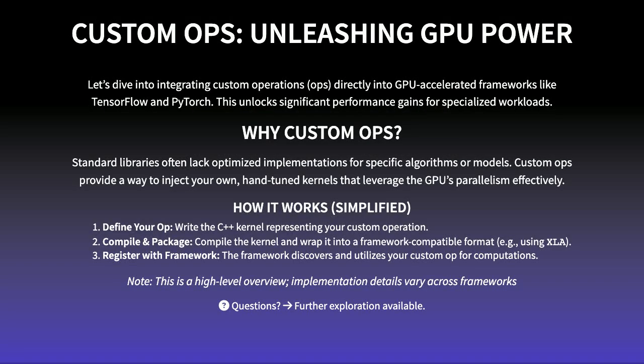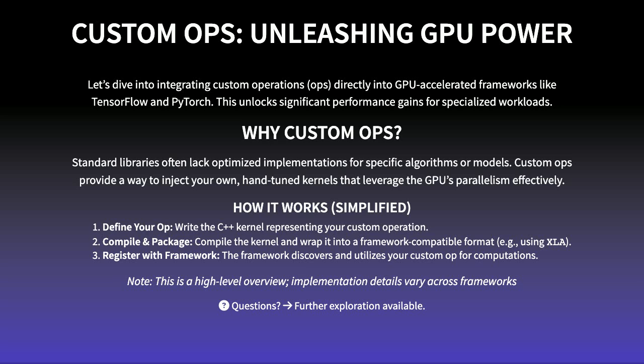Okay, so let's talk about custom ops, basically adding your own specialized functions to the GPU toolbox. Often, the pre-built libraries don't have the most efficient way to handle certain calculations or models. By creating a custom op in C++, you can write your own kernels that are perfectly tailored for the GPU, giving you a major speed boost. It's like having a supercharged version of an operation just for your specific needs. The process involves defining the kernel, compiling it, and then registering it with frameworks like TensorFlow or PyTorch so they know to use it.